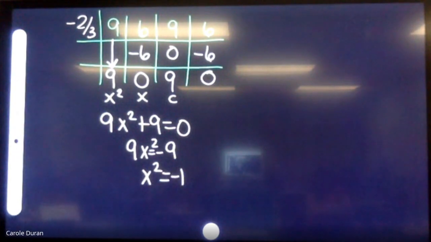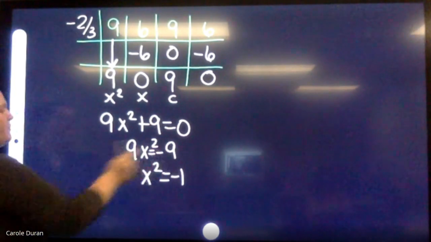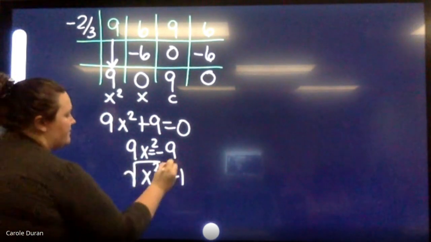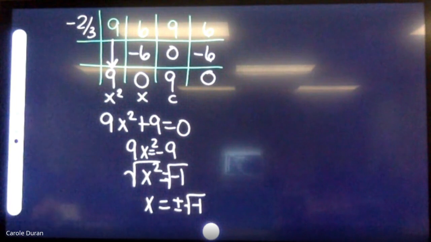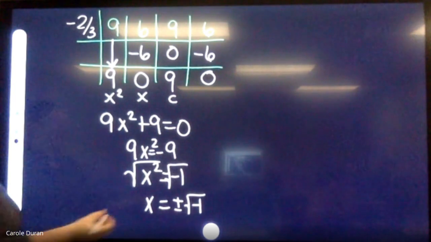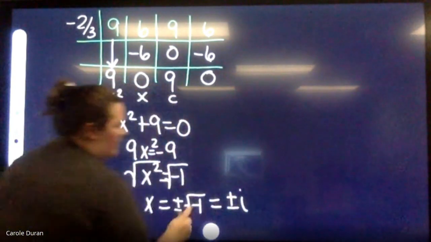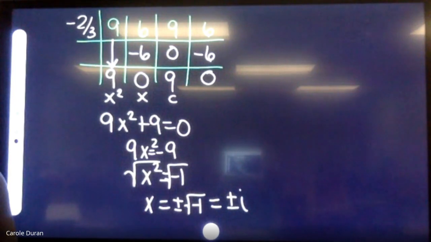Can I take the square root of a negative? Yes. I never said that all of my roots would be real. Some of them will be imaginary. This just so happens to be one that will have 2 imaginaries. So since I have x squared equals negative 1, I square root both sides, and I get x equals plus or minus the square root of negative 1, which is i. Negative 1 equals i squared, and the square root of negative 1 is i.